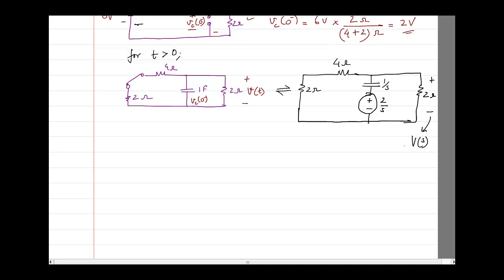So that I am going to write here, that is V of S. Now there are many methods to solve this. See, V of S is across this 2 ohm resistor. That means this can be written as V of S, and I can use the nodal analysis to solve it. That is the easiest method. So if I am going to write KCL at this node, what is the KCL going to be? So we know KCL is voltage, so this is going to be grounded.